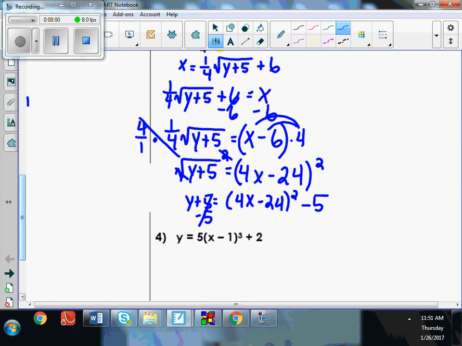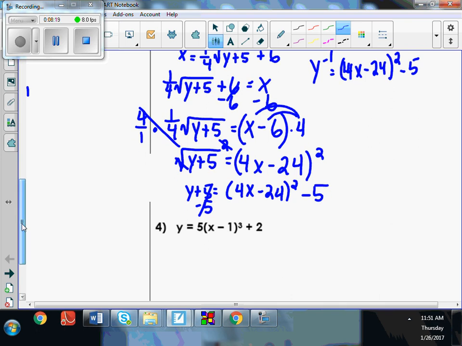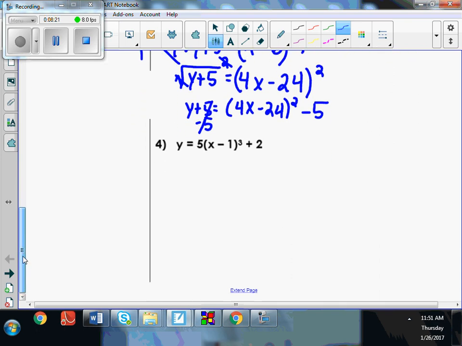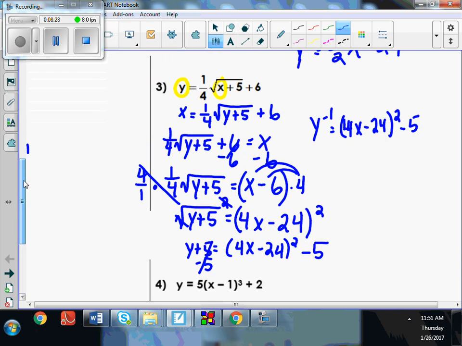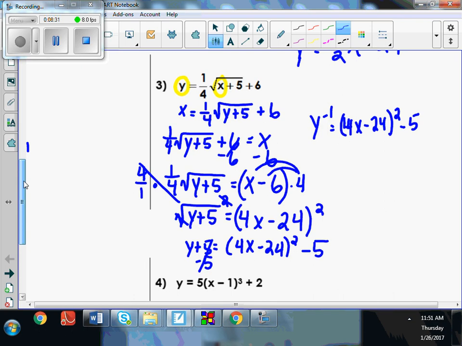Okay, so the answer for this one would be the inverse of y is equal to 4x minus 24 squared minus 5. So I'm not really doing a whole lot of math here. I'm just rearranging it. So some people really like inverses because there's not a whole lot of actual calculating. So always check, if you start with a square root, you should end up with a quadratic.